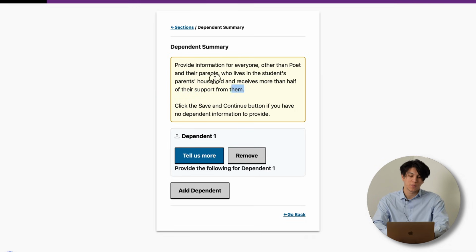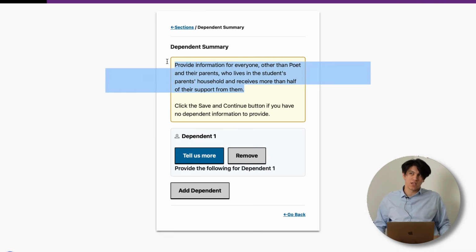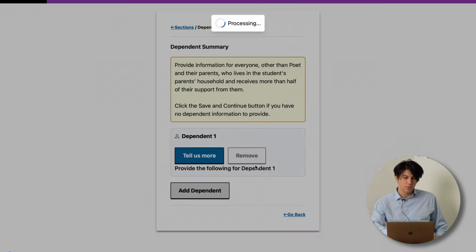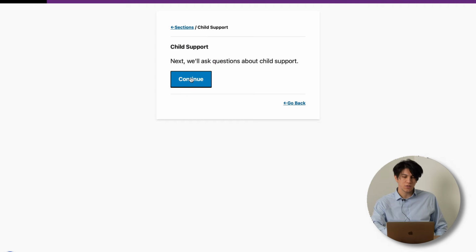right? So those are people dependent. Let's say if your brother earns money but receives half of their income from your parents, then he is dependent. So if you're receiving half of your income from your parent, you're dependent too, right? So yeah, this is how it works. You just add it and let's go. Let's remove it, right? Save and continue.